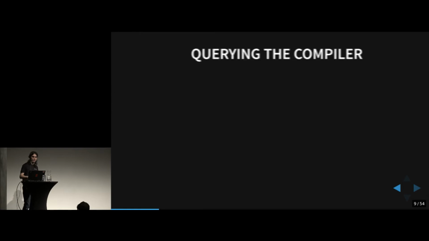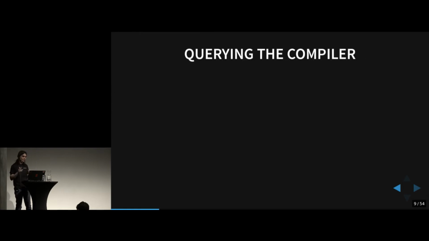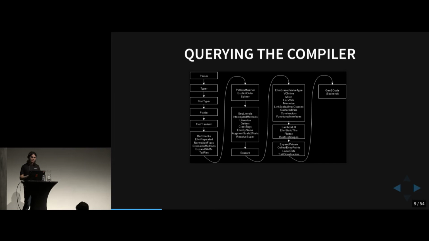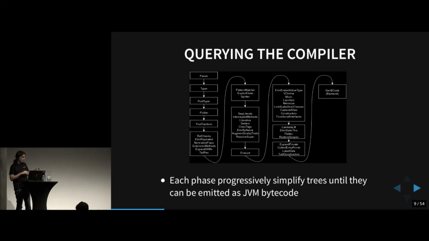So code reuse. To understand that, we need to understand a bit how the compiler works. There's a bunch of things going on in the compiler. This is an abstract view of the compiler pipeline. The way you can understand it is we start with your source code, you parse it, you get untyped trees, you type check it, and then everything else until you get to the backend is just progressively simplifying trees until you get to something that can be emitted as JVM bytecode or can be used by Scala.js or Scala Native.